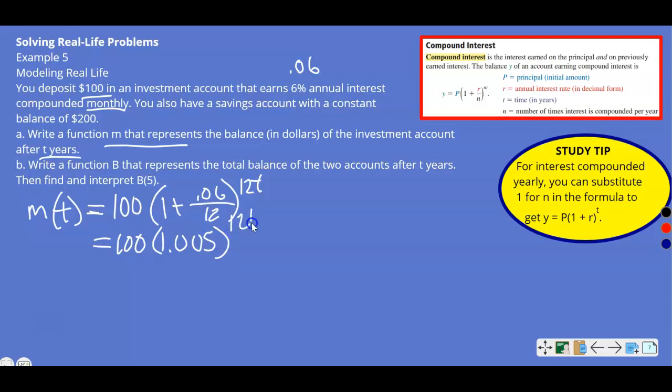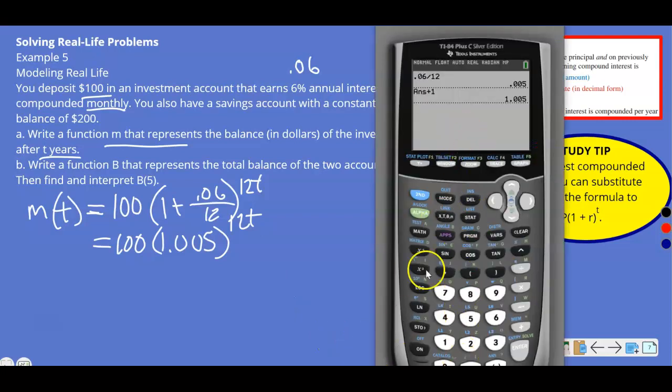And that's raised to the 12t power. And again, I can use my power of power property if I want to get rid of that 12. I can evaluate this to the 12th power and then just leave that as t, or I can leave it in this form as well. But let's see, what is this to the 12th power? All right, so that gives me that number here.